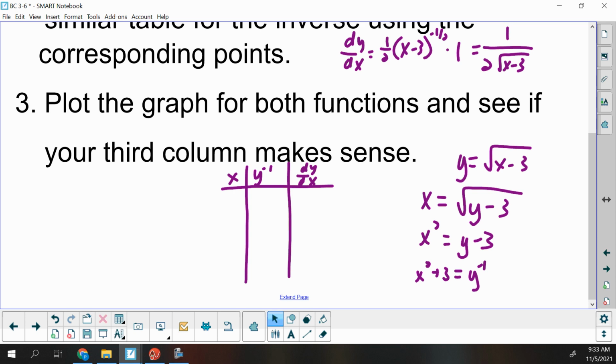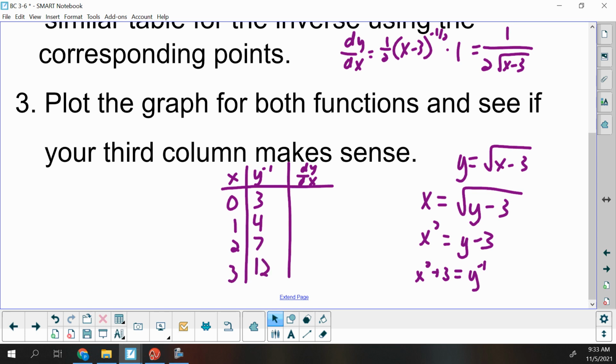So our points we had before, we had 3, 0, which will now be 0, 3. We had 4, 1, which will now be 1, 4. 7, 2, which is 2, 7, and 12, 3, which is 3, 12.